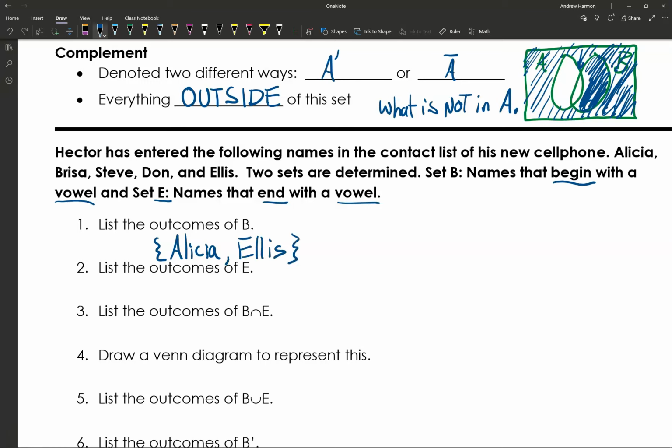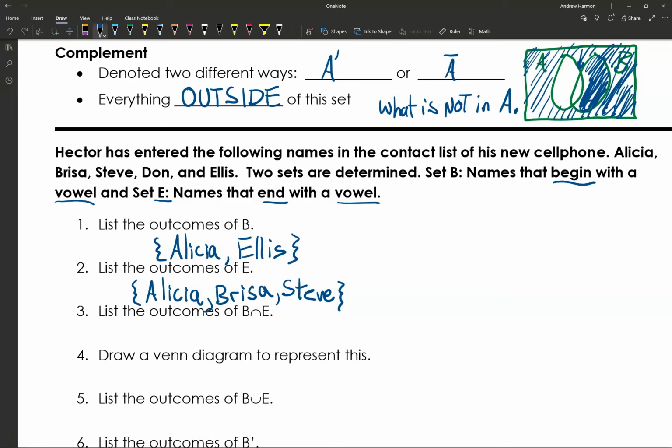Next set is the list of outcomes of E. So these are names that end in a vowel. Let's put our curly bracket. Alright, names that end in a vowel. Alicia ends in a vowel. Brissa ends in a vowel. Steve ends in a vowel. Dawn does not, and Ellis does not. So Steve is our last element in that set.